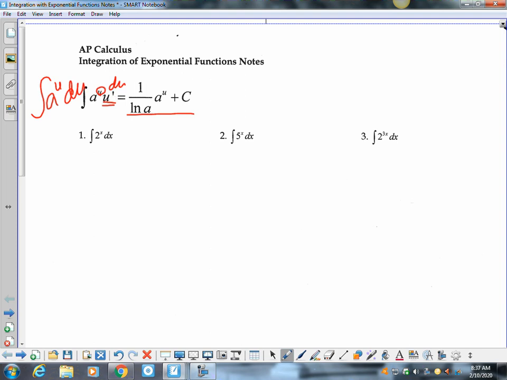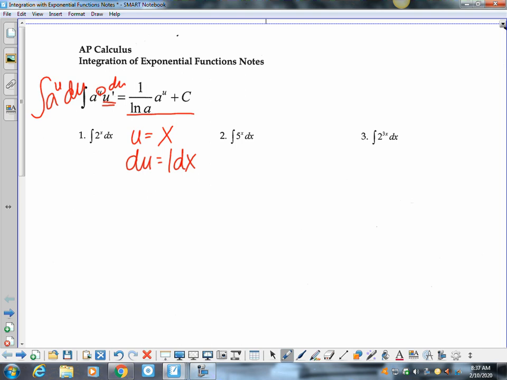So if I look at number 1, what are you going to let your u be? Yeah, your u is your power. So I'm going to let my u be my x. So what is du? 1 dx. Do you have all of that? Or do you need to balance it? Do you need to make something?